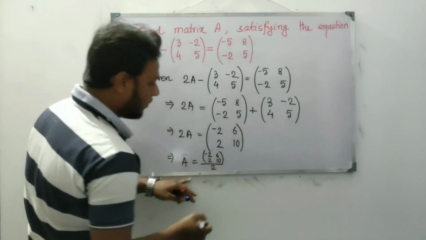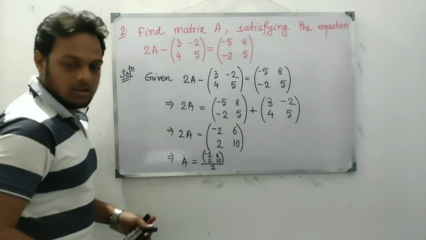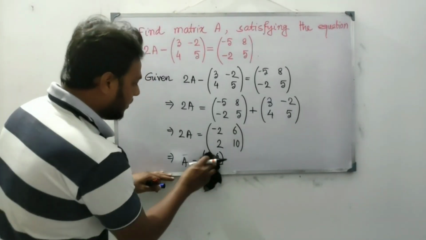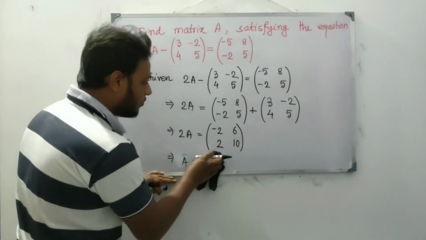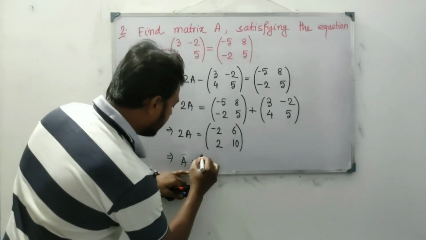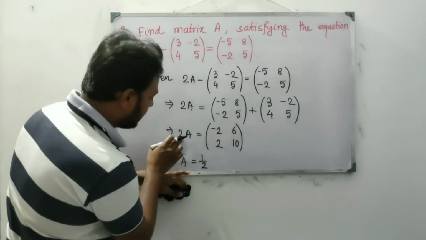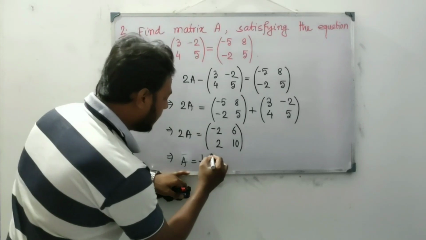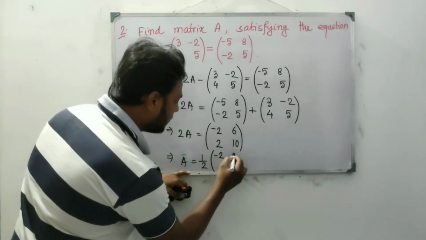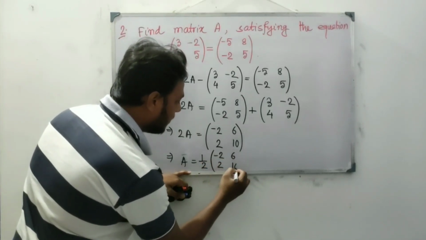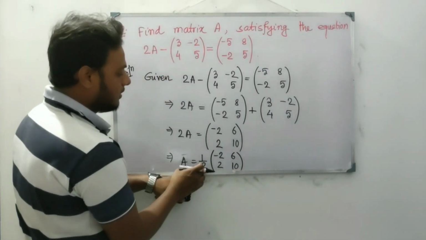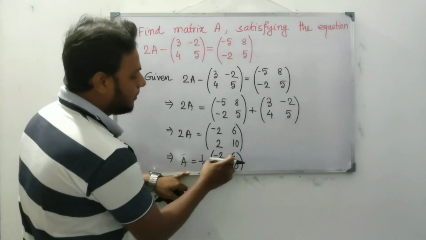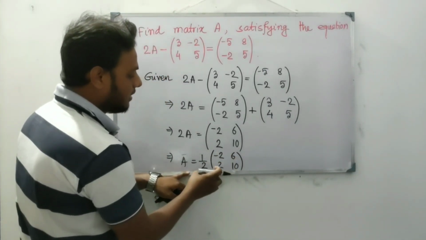Don't write into this form. Actually, we will not use this symbol. We will use this form, that 1 by 2. 1 by 2 of these two we have considered this side, then it will be 1 by 2 of minus 2, 6, 2, 10. Same thing actually. Half means we have to multiply each and every entry by half.